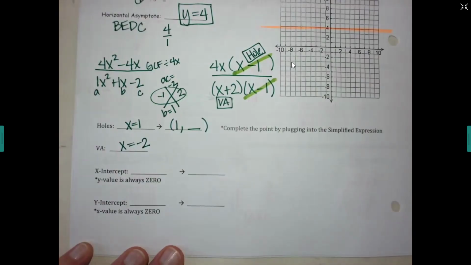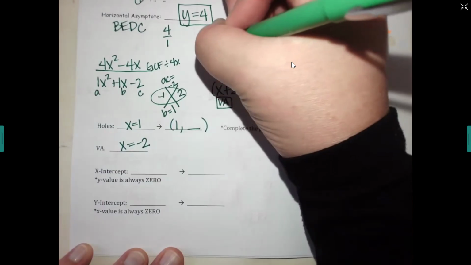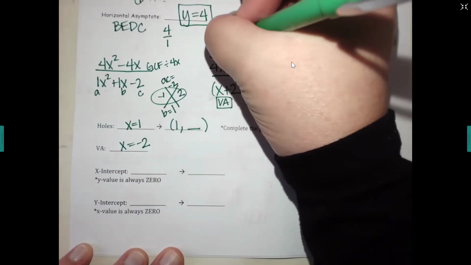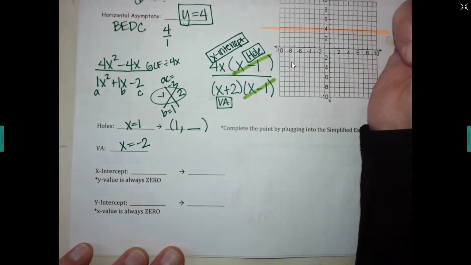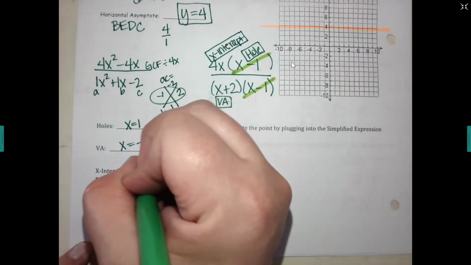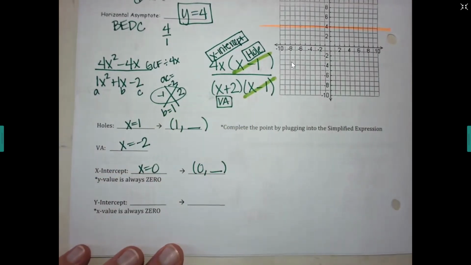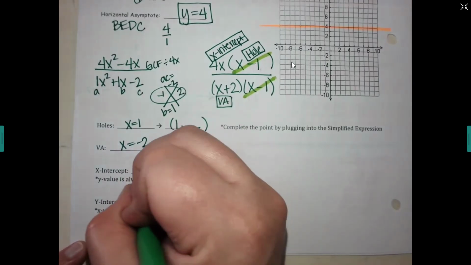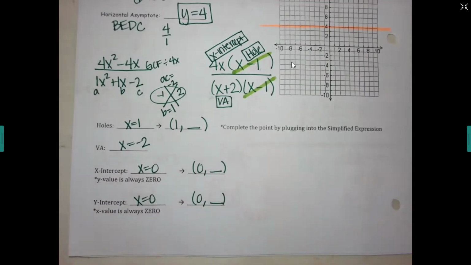Okay, then my x-intercept is an x left on top. I see that I have one, and it's an x on the outside. What do x's on the outside give you for an answer? 0. So it'll be 0 comma something. And then remember that for your y-intercept, the x is always 0, so it'll be 0 comma something again.